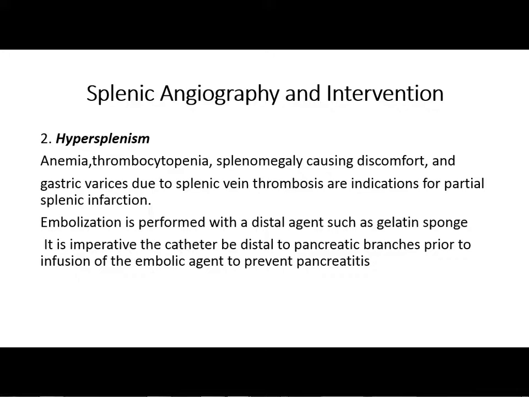Hypersplenism takes a high dose of radiation. Splenic injury and bleeding remain for a few minutes. Hypersplenism, anemia, thrombocytopenia, splenomegaly causing discomfort, and gastric varices due to splenic vein thrombosis are indications for partial splenic infarction. Embolization is performed with distal agents such as gelatin sponge. It is imperative that the catheter be distal to the pancreatic branch prior to the infusion of the embolic agent to prevent pancreatitis.